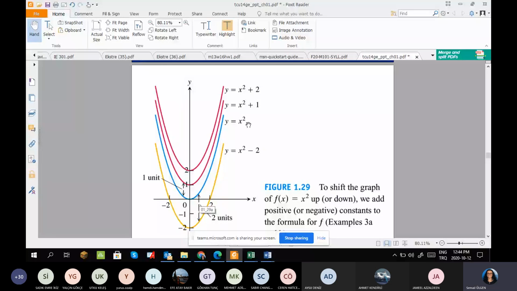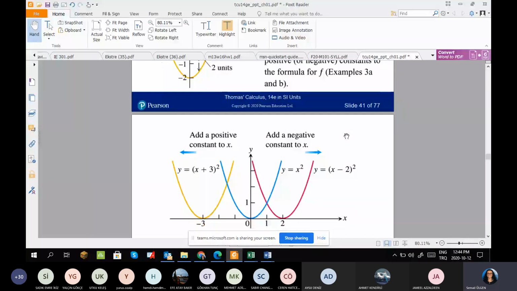By using y equals x squared, we can create new functions. I'm just adding 1 to it. That would mean shifting the blue one by 1 unit up. I'm adding 2 to x squared, and I'm shifting the blue one by 2 units up. If you subtract 2 from x squared, you get a graph shifted down by 2 units. So you can play with it like that, creating new functions by shifting up and down.